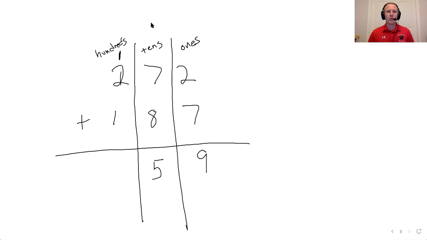And then I end up with, I keep drawing lines everywhere. 2 plus 1 is 3, plus 1 more is 4. So no carrying there, no regrouping. So 459 ends up being our answer. Let's do one more. And we will do 688 plus 21.